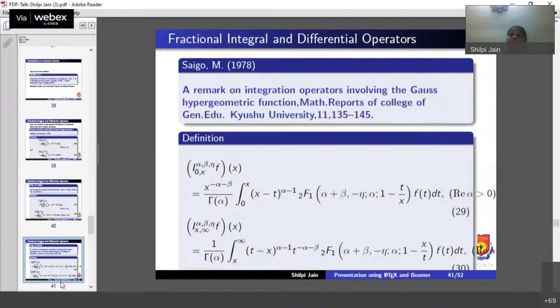Saigo M. in 1978 gave a paper on the topic A Remark on Integral Operators involving the Gauss Hypergeometric Function, published in Math Reports of College of General Education, Kyushu University. In this paper, the definition is given by equation numbers 29 and 30.